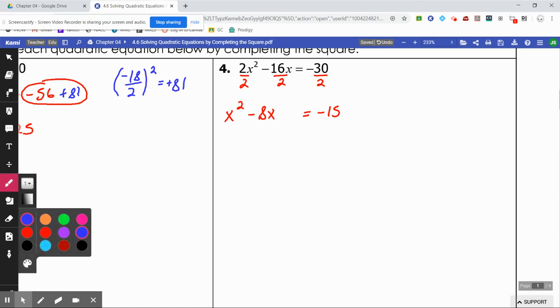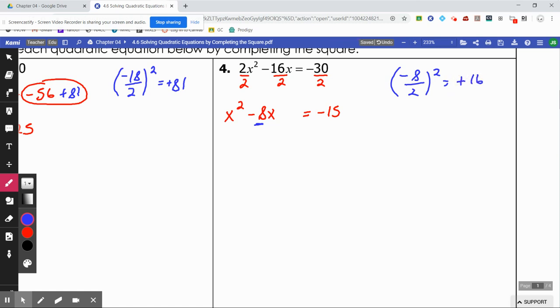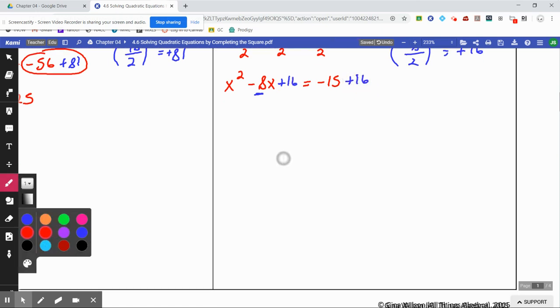Now, let's talk about completing the square. You're going to take your b term, take half of it, which you do by dividing by 2, and you're going to square it. Negative 8 divided by 2 is negative 4. Squared is a positive 16. This will always be a positive value. You're going to add that value to both sides. You have created a perfect square on the left side.